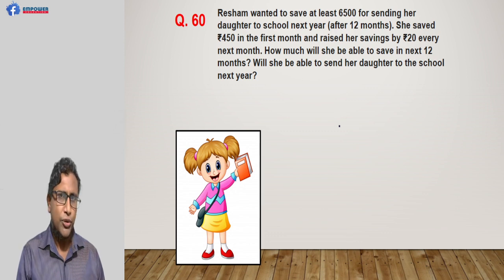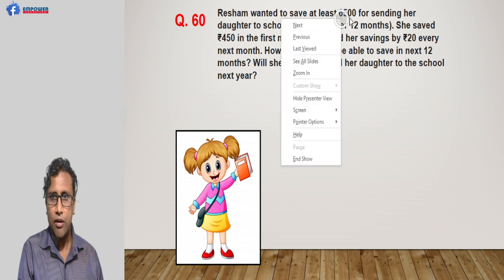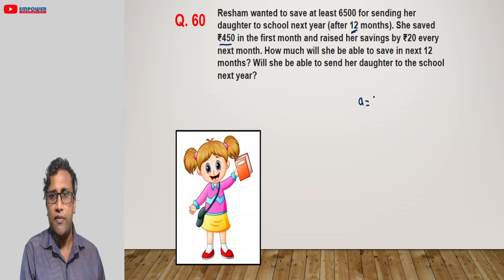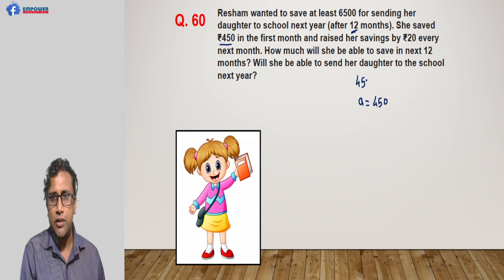I'll just give a hint on how to solve this one. What is the question? Resham wanted to save 6,500 for sending her daughter to school next year after 12 months. This number 12 is important. She saved 450 in the first month. So A, our first term of the AP, is 450. And she raised her savings by 20 every month. So the AP becomes 450, 470, 490, and so on. If this is the AP, you have A and you have D, which is 20.